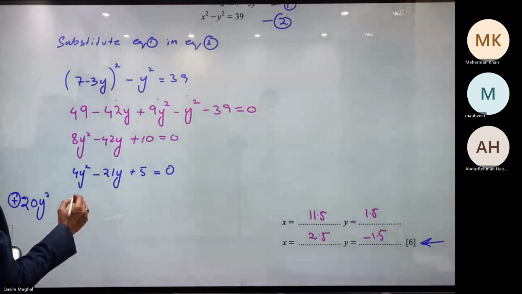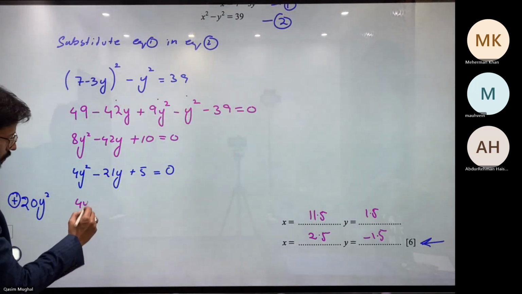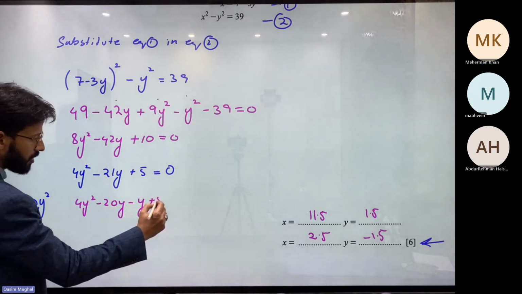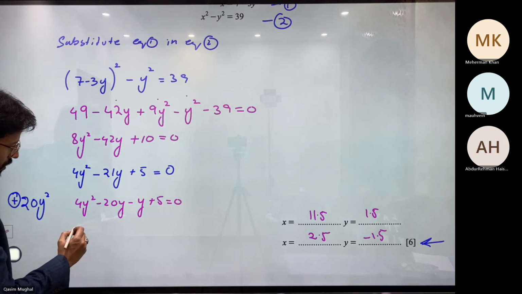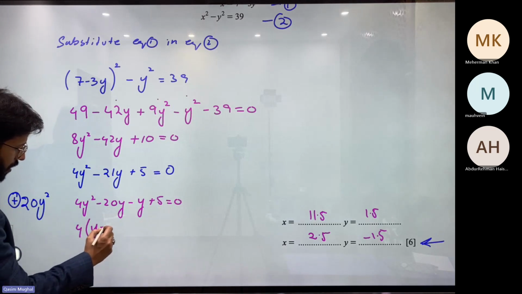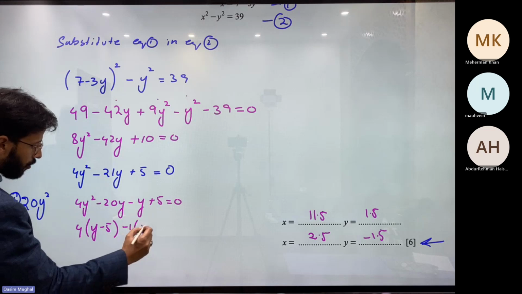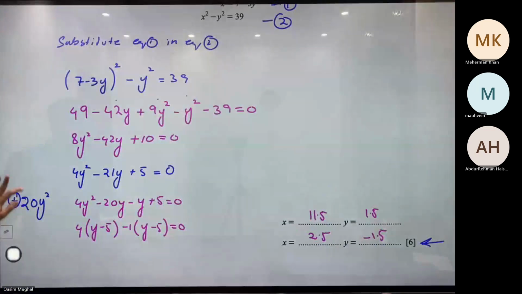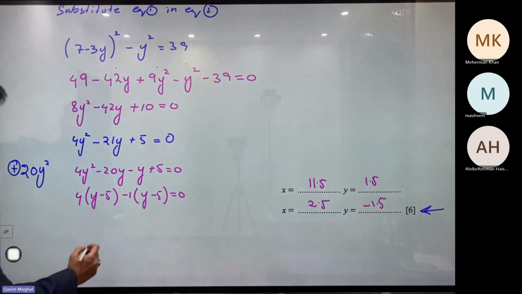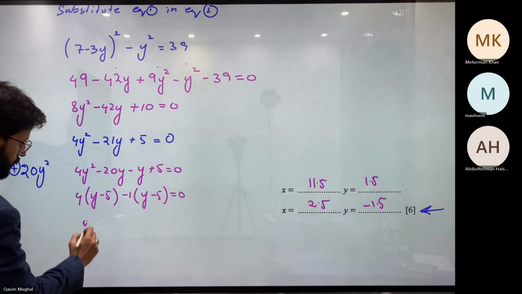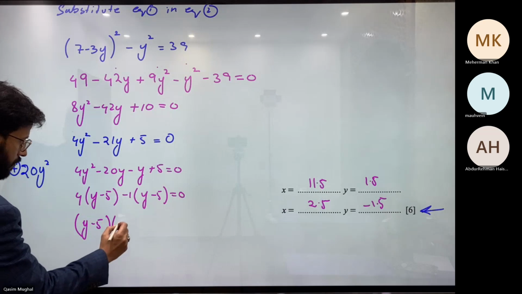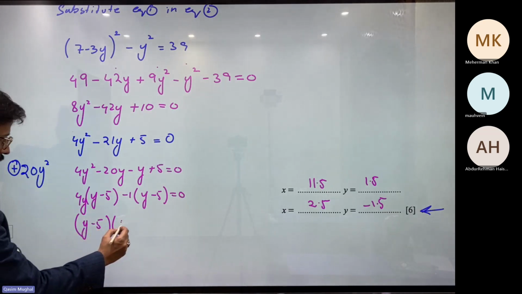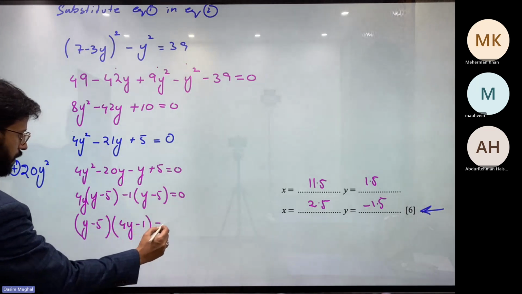So 4y squared minus 20y minus 1y plus 5 equals to 0. 4 common, y minus 5, minus 1 common, y minus 5. Okay? All right, y minus 5 is common. This was 4y. Okay, and then 4y minus 1.